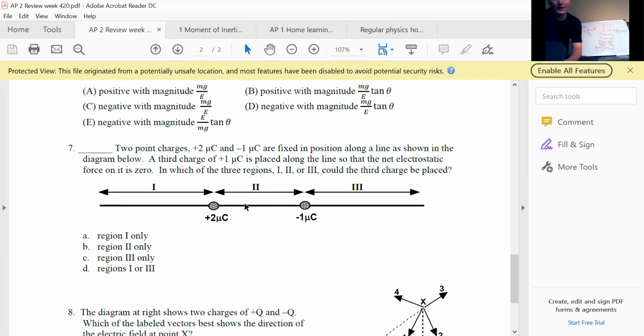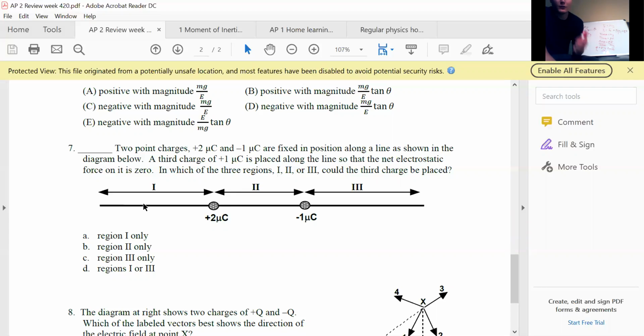So region 2, right off the bat, we can say there's no way you can find an area where the net electric field is 0. It's either region 1 or region 3. Well, think about the fact that these two charges have different values. If I want to find a spot where the net electrostatic force is 0, and we're putting a positive charge right there, it needs to be far away from that positive charge. This is the way I think about it: it needs to be farther away from that positive charge and closer to that negative charge.